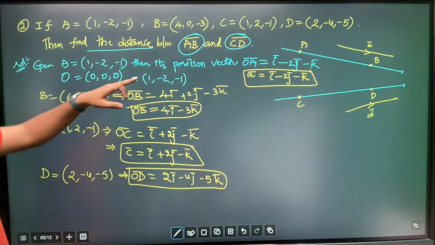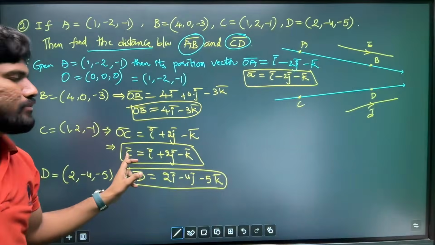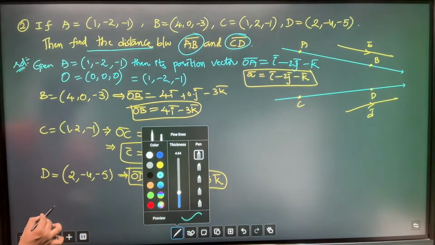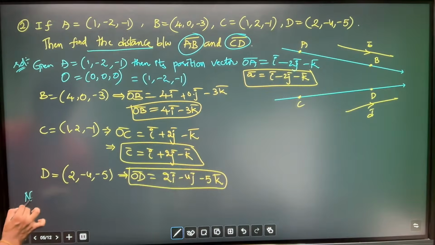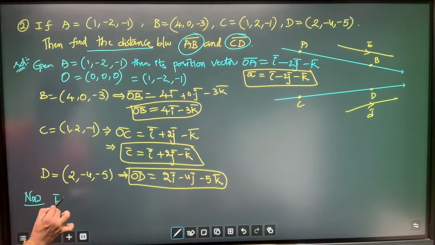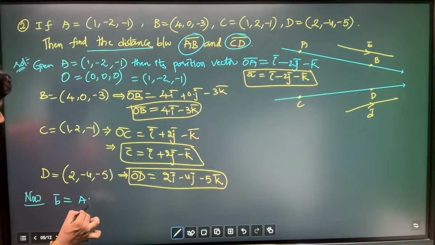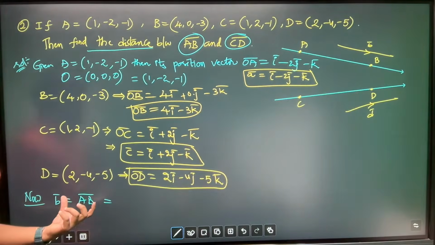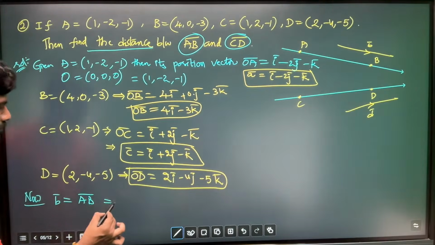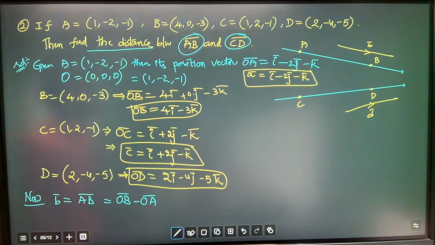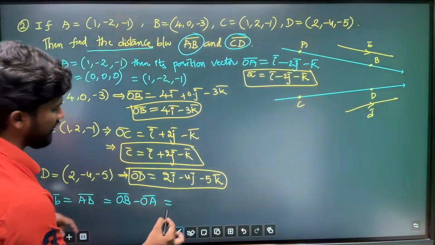So now we have the small a bar value and small c bar value. To find the distance between them, we need b bar and d bar. We can obtain b bar from the distance AB bar. AB bar is the small b bar. Please remember the formula: OB bar minus OA bar. So, substitute the OB bar minus OA bar values.